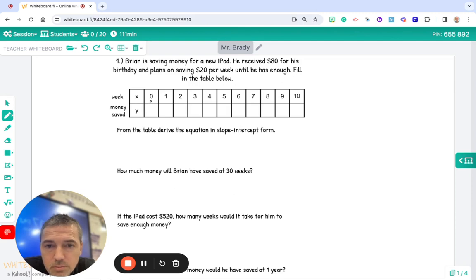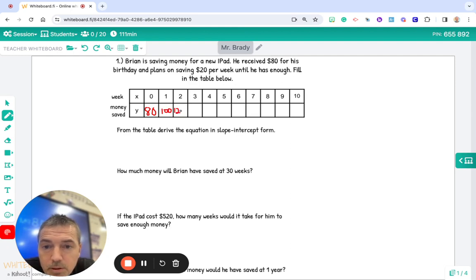So people get confused a little bit on this one because they forget this first week is 0. So before he starts saving the $20, he already has $80 from his birthday, right? So at 0 weeks before he starts saving, he has that $80, right? And each week that goes by, he gets $20 more. So 80 plus 20 is 100. And all we're going to do is simply keep adding 20, right?